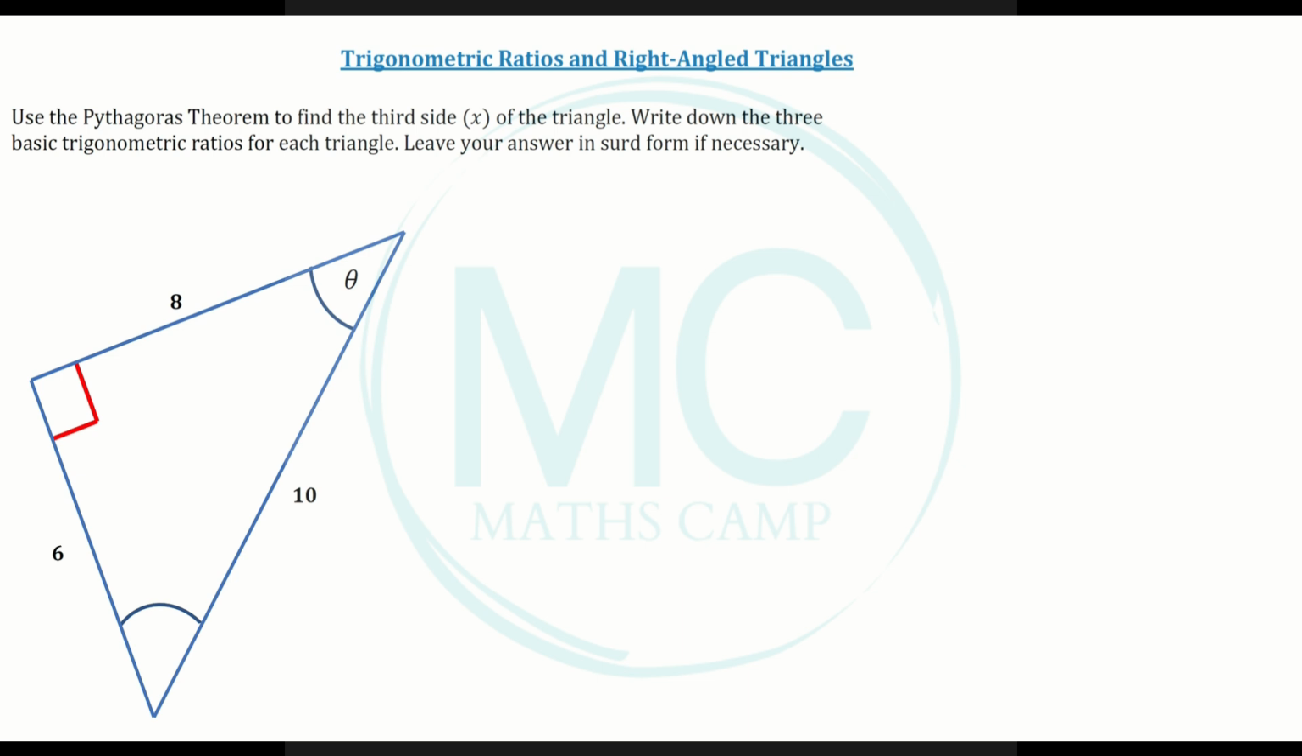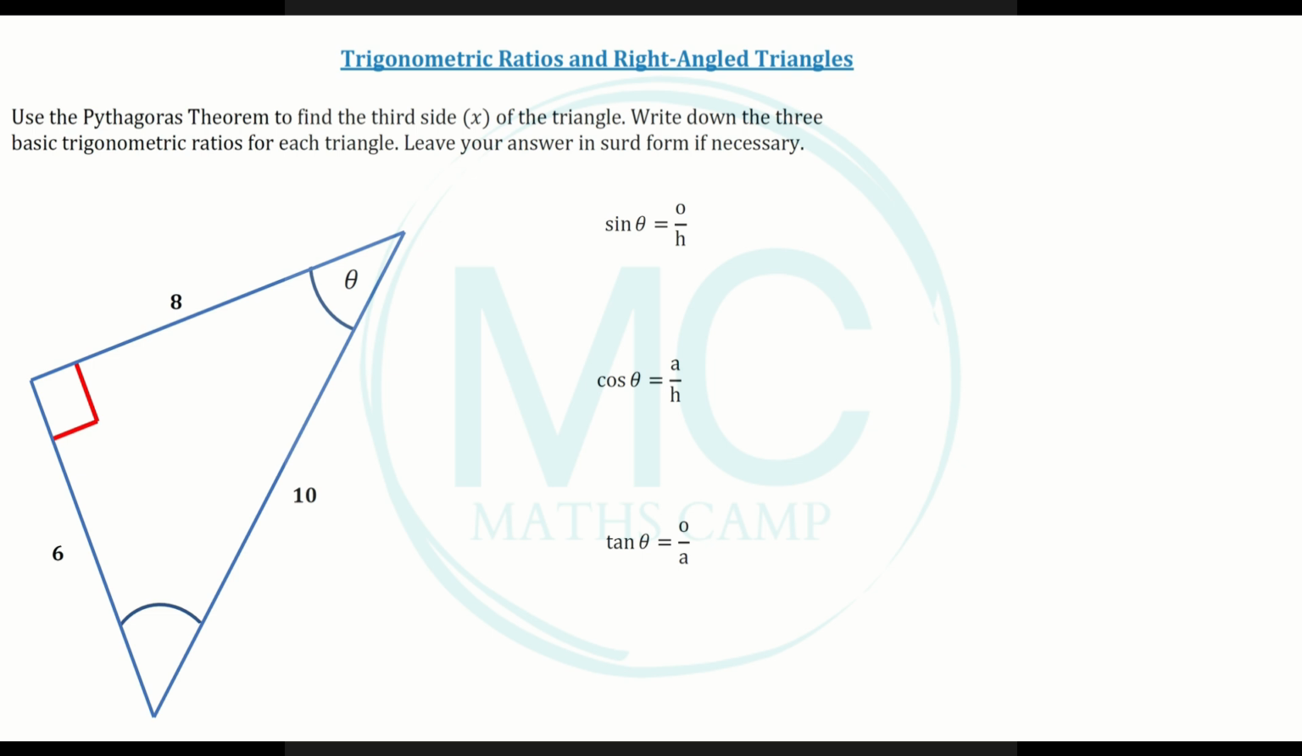Now we can start by writing down our three trigonometric ratios. Sine is equal to opposite over hypotenuse. Cos theta is equal to adjacent over hypotenuse. And tan is equal to opposite over adjacent. Now to find the actual values of these three ratios, we need to determine each side with respect to theta.